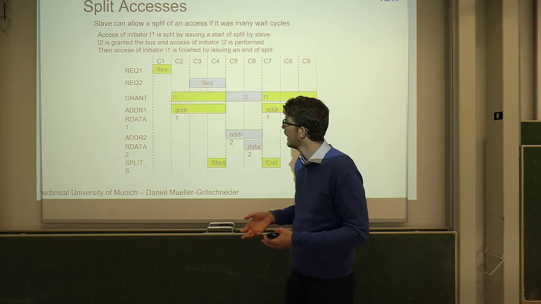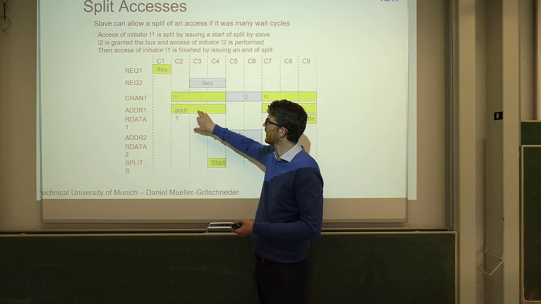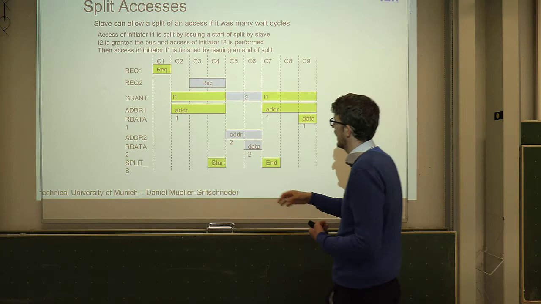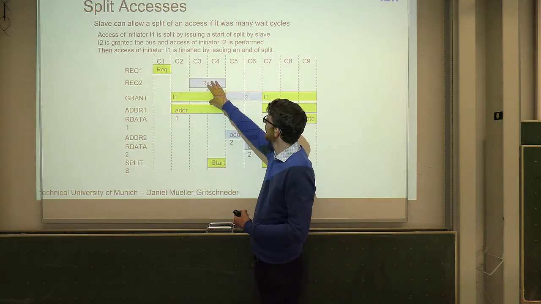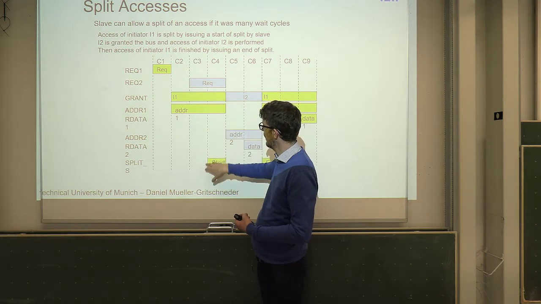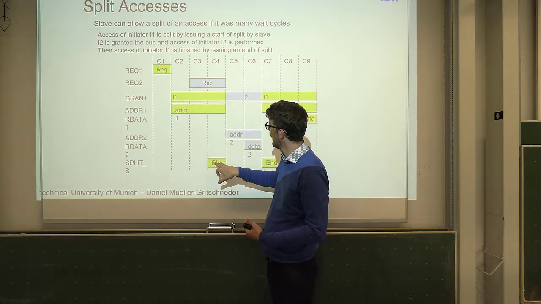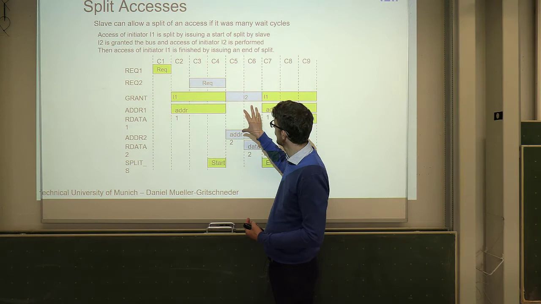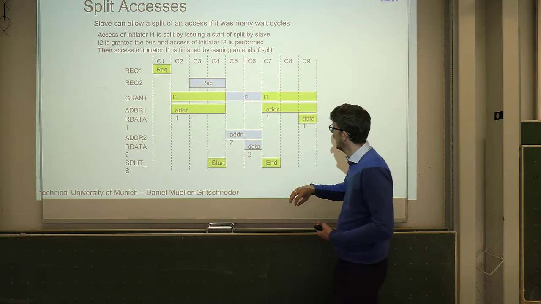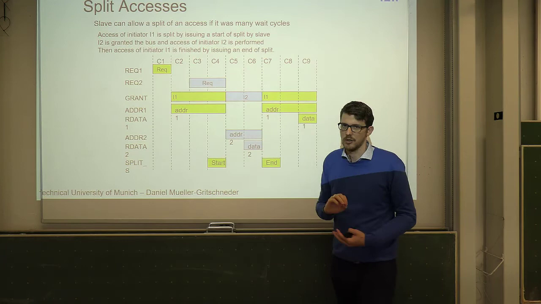But what's happening is now also initiator 2 requests the bus, but the problem is this access at initiator 1 is very, very slow. Nothing is coming back. So now the initiator 2 would have to wait very, very long. And then what's happening, and this is called split accesses, is the bus says, okay, I don't want to wait until this thing is finished. I now start a split. I give the bus to initiator 2. Initiator 2 makes a very fast access. And then I end the split, and then we finish the access from initiator 1.